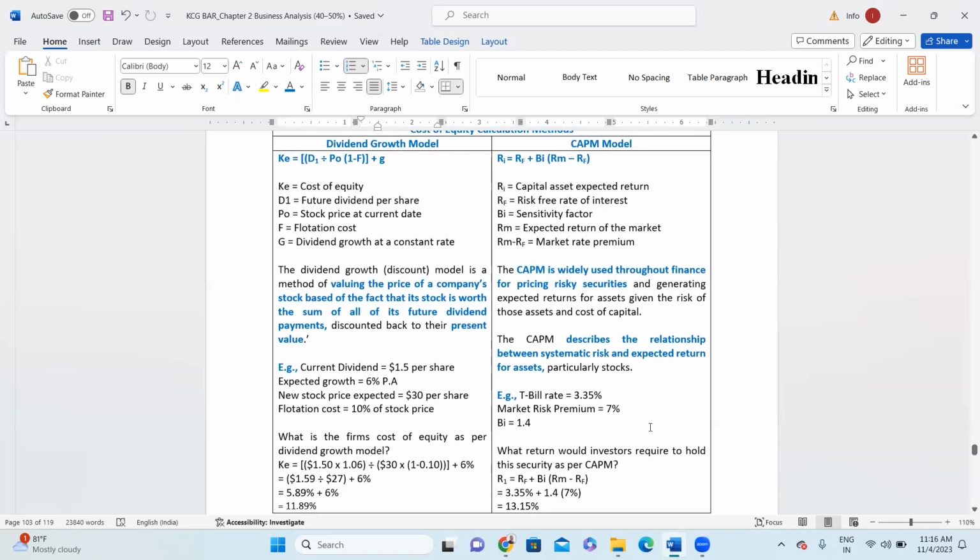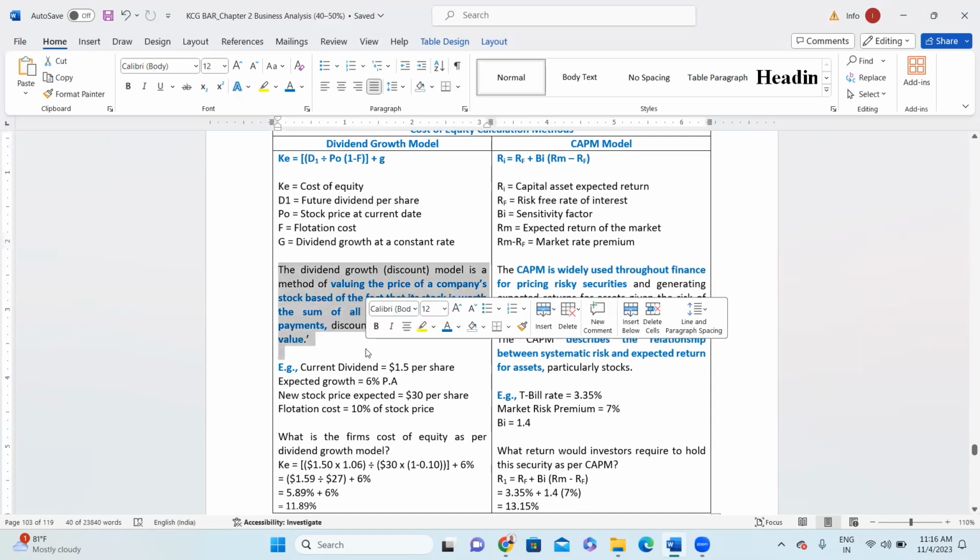If you see this paragraph, the dividend growth or discount model is a method of valuing the price of a company's stock based on the fact that its stock is worth the sum of all future dividend payments discounted back to their present value. That means, how do you calculate the value of a share based on the future dividend you are expecting multiplied by the present value factor of that, right?